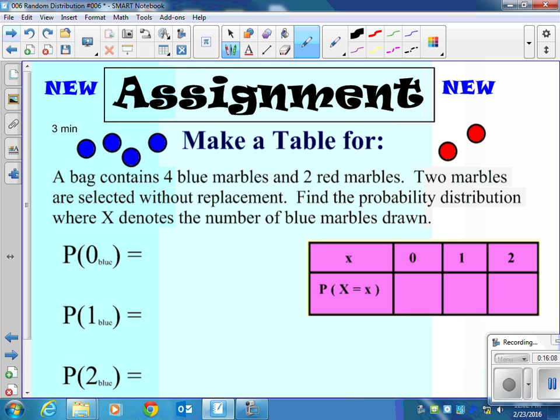So the assignment for tomorrow is you're going to set up your own probability tables and answer some questions.